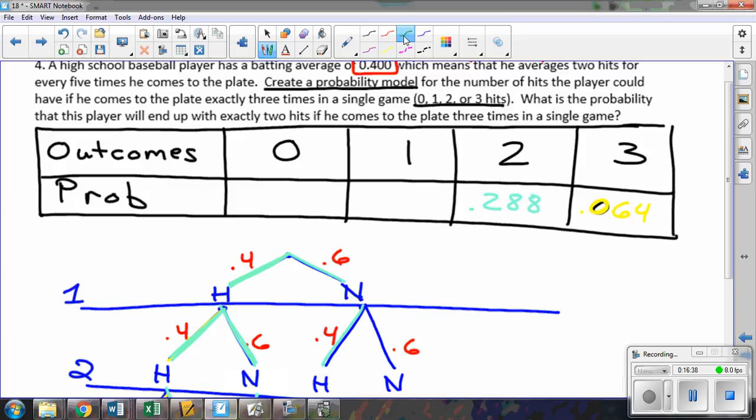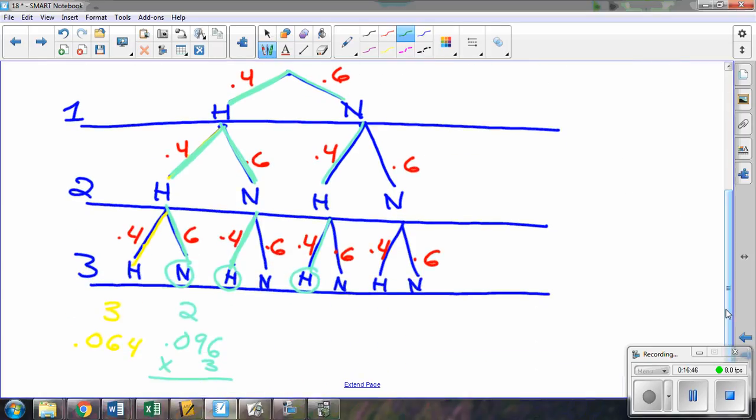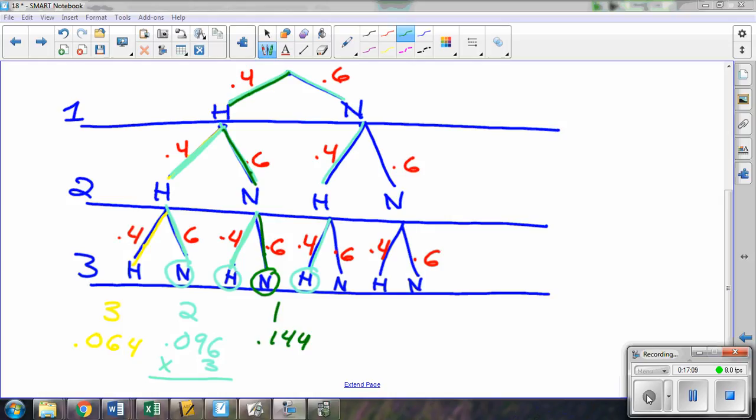The work for these is the same as what we did for 2 hits and 3 hits. So I'm going to speed up and go through them much more quickly. Looking at the path for getting 1 hit, hit, no, no. Well, that's 0.4 times 0.6 times 0.6. Multiplying those out gives us 1 hit with a probability of 0.144 for this one path.